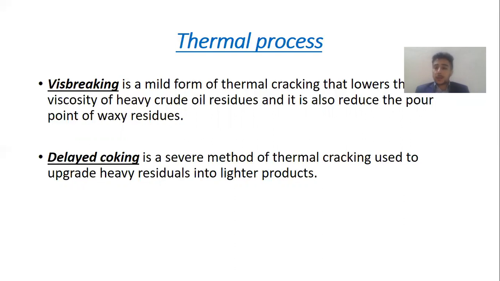And in delayed coking, there is too high pressure, too high temperature, and it takes too much time. This is the difference between visbreaking and delayed coking. So we call it a severe method of thermal cracking. And also the main aim of delayed coking is to produce gasoline and also many other light products from the heavy crude oil residues.